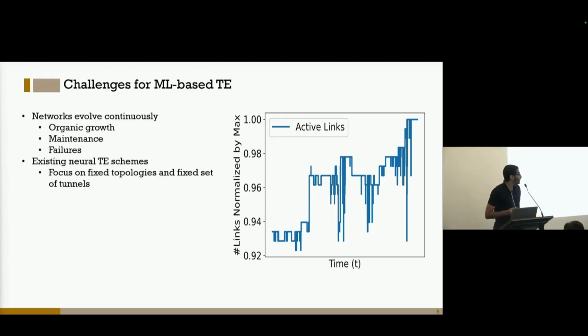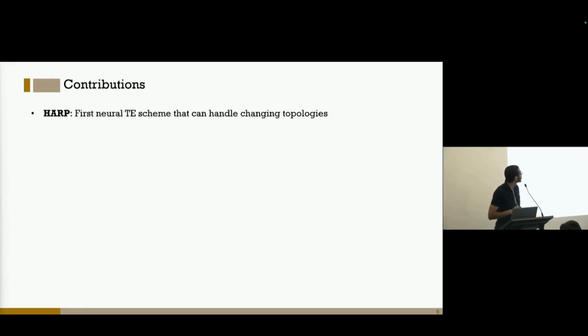However, existing neural TE schemes focus on fixed topologies and fixed sets of tunnels. Thus, they do not generalize to topologies outside the training set. For this, we present HARP, the first neural TE scheme that can handle changing topologies.